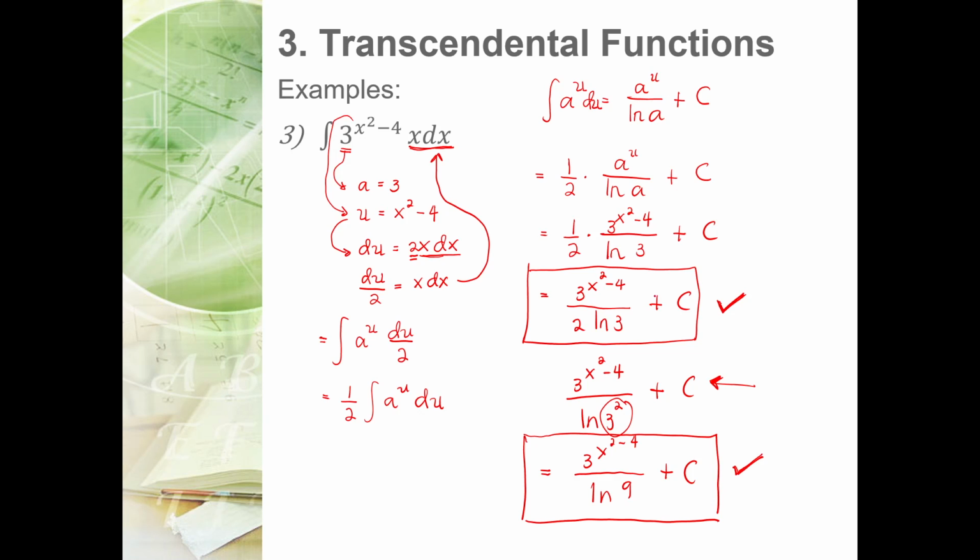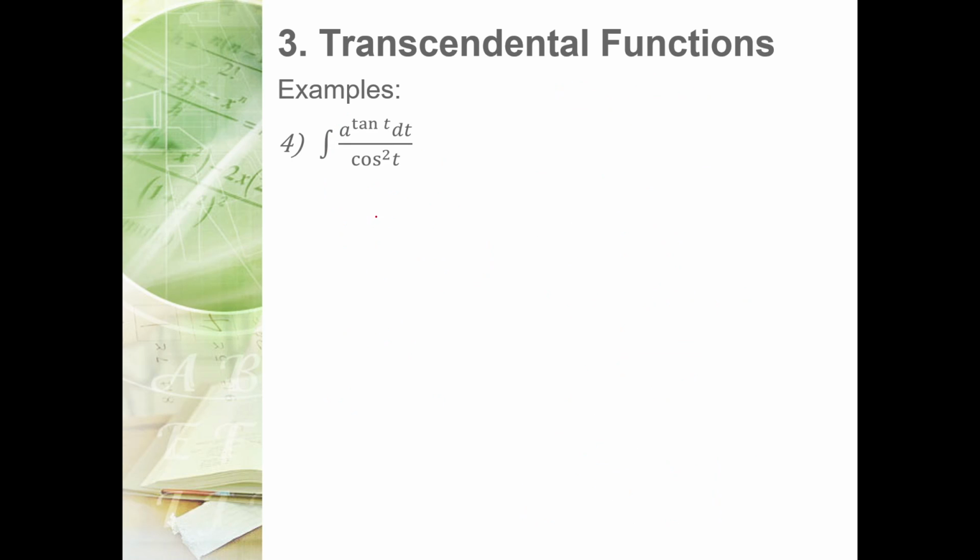So let's go to the fourth example. Looking at the given integrand, we have the integral of a raised to tangent t all over cosecant, I mean cosine squared of t, with respect to t. Notice that this one is exponential. Even though there's a trig function present, we have an exponential function here.